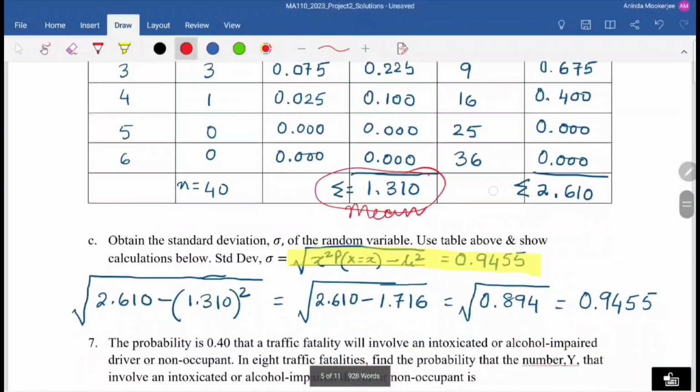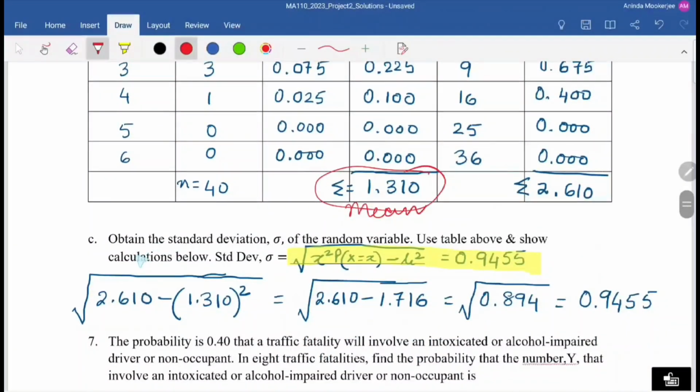To find the standard deviation, which is the third part of this question, it says obtain the standard deviation sigma of the random variable. Use the table above and show calculations below. Now I've used the computing formula. If you want, you can use the defining formula. However, the computing formula is way faster. So you may just want to use the computing formula. It's the square root of sigma x squared multiplied by the probability of x, minus mean squared, mu squared.